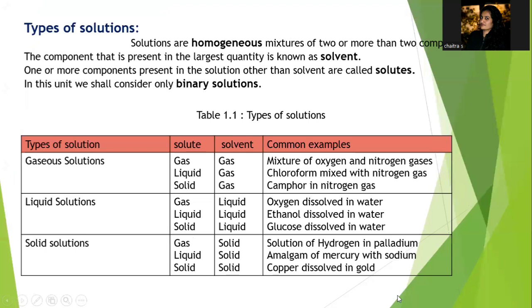The types of solutions, what are those types? The three types: gaseous solutions, liquid solutions, and solid solutions. A homogeneous mixture of two or more components. What is a homogeneous mixture?